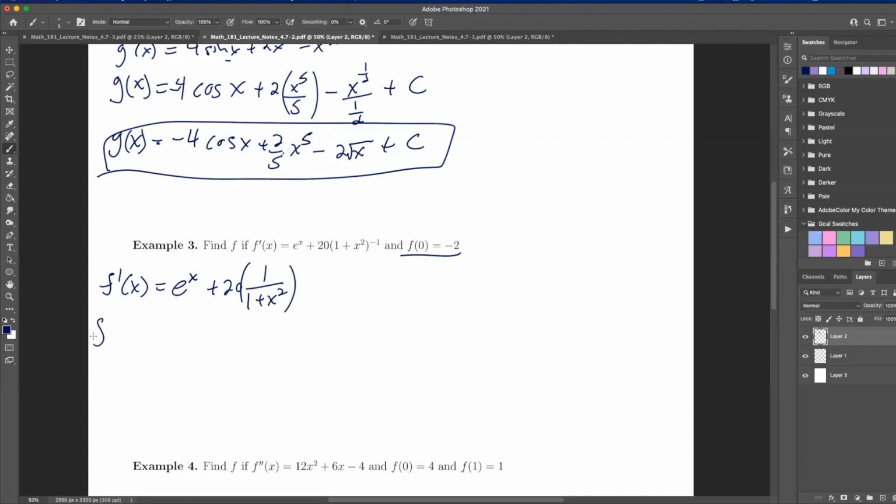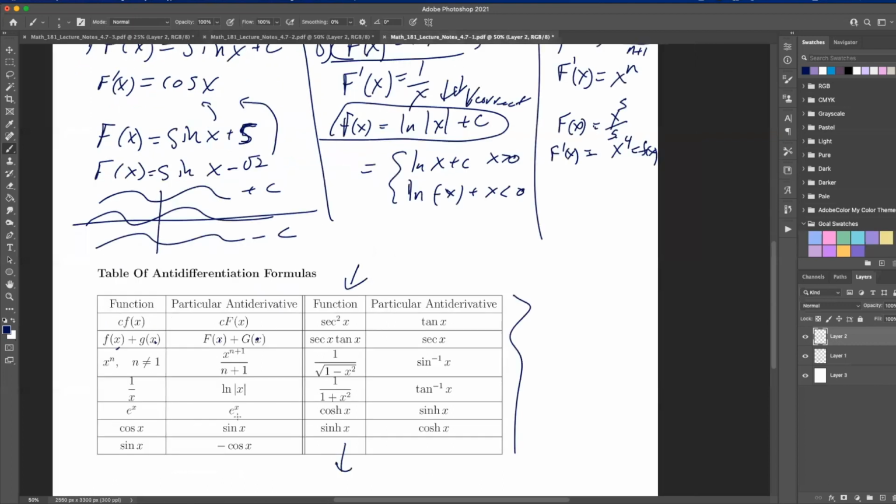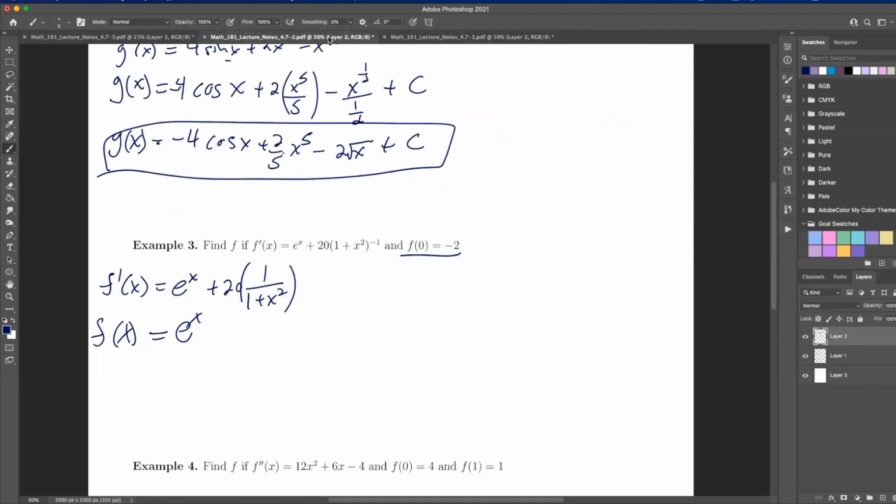All right, so let's do our function now. So e to the x turns into e to the x, right? According to our little antiderivative chart, the antiderivative of e to the x is e to the x. 1 over 1 plus x squared is the arctangent of x, or the inverse tangent of x, right? So this is plus 20 tan inverse x. And then we just need to add our arbitrary constant c.